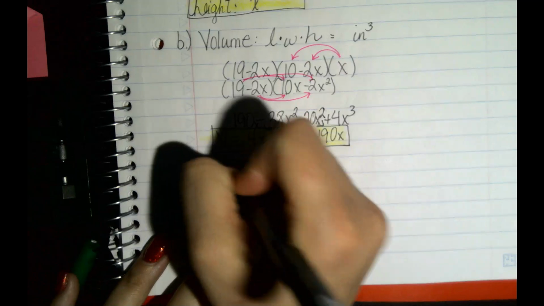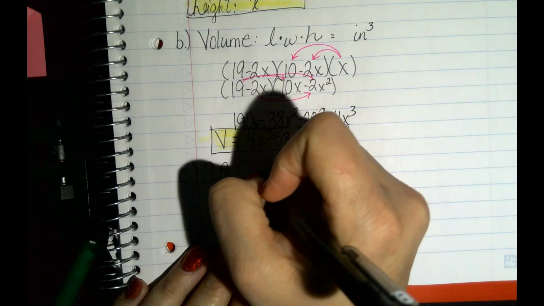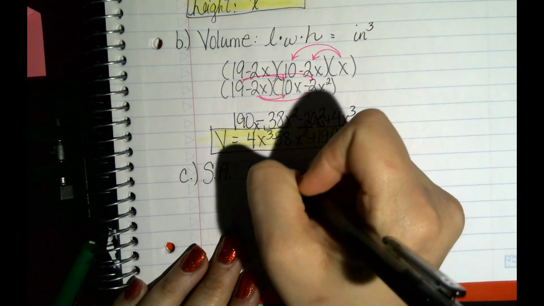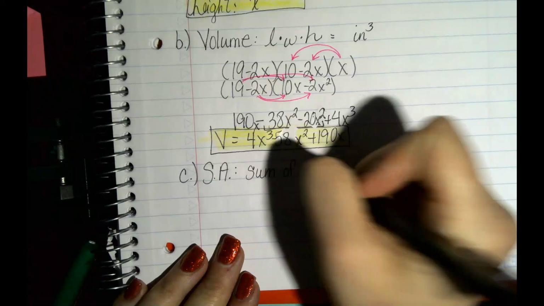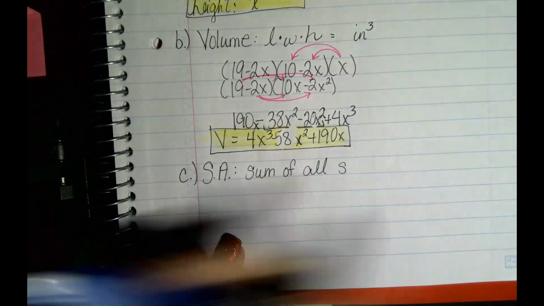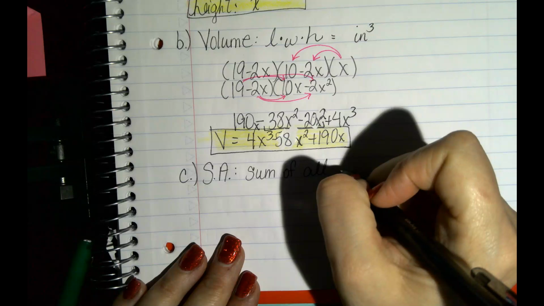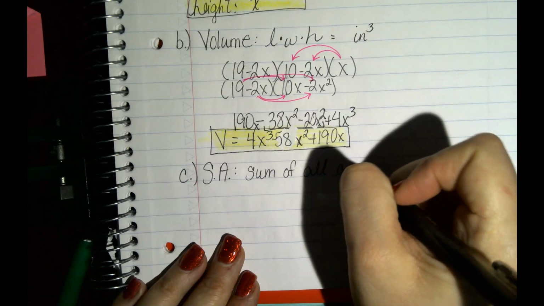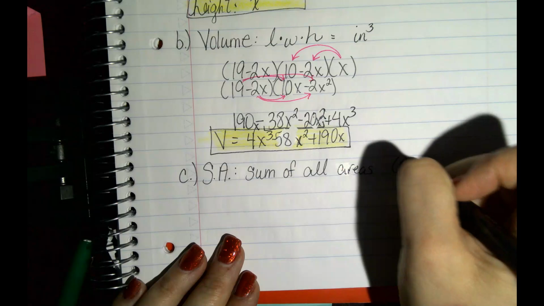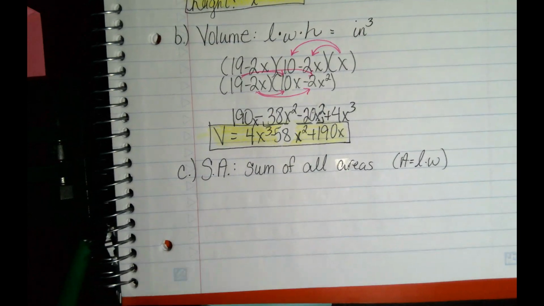All right, so to find surface area of a rectangular prism or a box, it's the sum of all areas. That's what I'm going to put. Since the surfaces are broken into rectangles, that's length times width, another area formula that they assume you know by now, because I believe that starts in like 2nd grade.